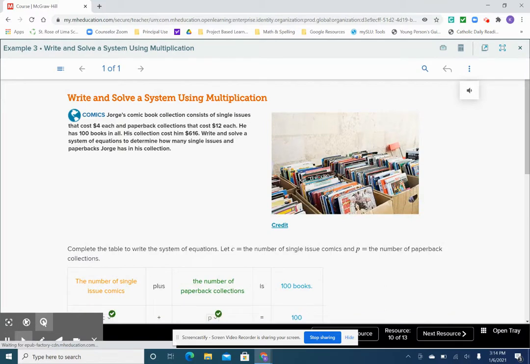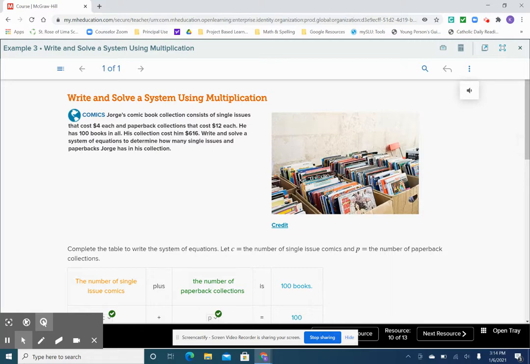Okay, this is the last piece for solving systems of equations. So now we're going to talk about actual real life situations. So this is a comic books example. What I want you guys to pay attention to in this example is dollars and books. You want to match up the dollars and the dollars, and you want to match up the books and the books, because those are two different things that you're talking about. So your first equation is really going to be the books, and your second equation is going to be the dollars for each of them.